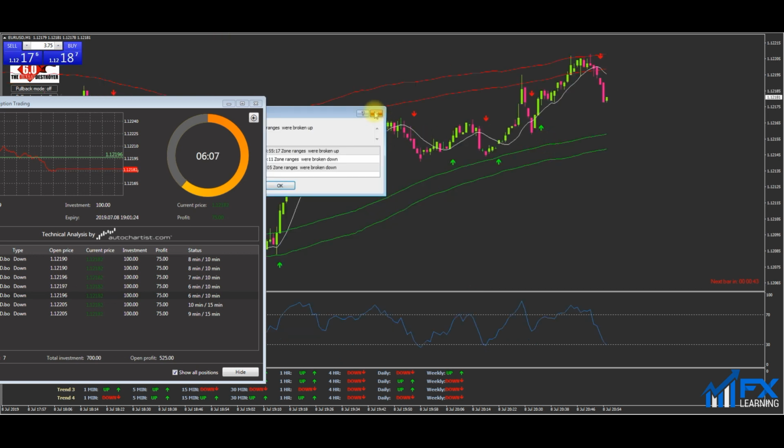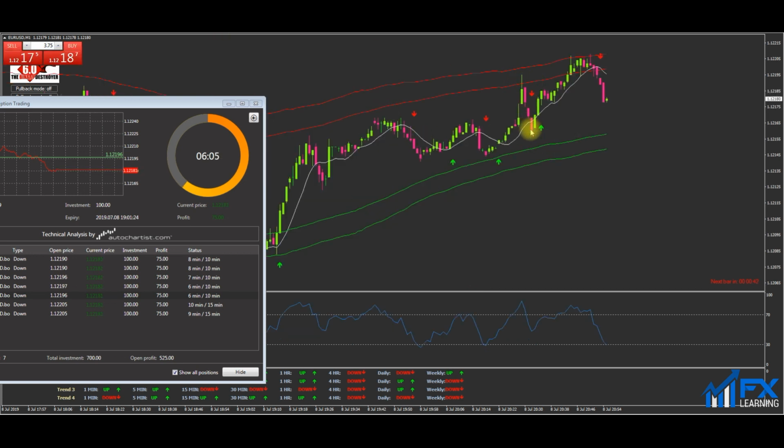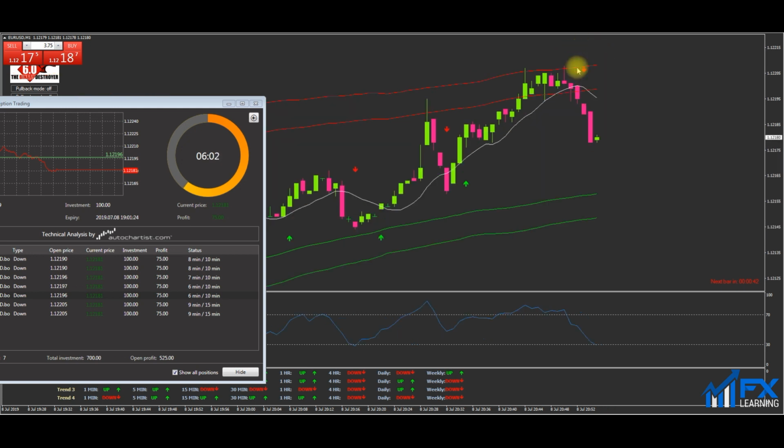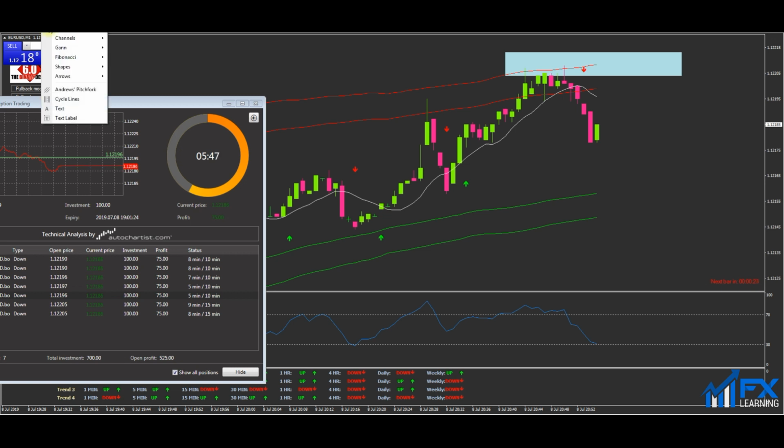So price entered the sell zone here, went below, came back up and entered the sell zone here. Now the reason why I liked this area is because we've got a number of rejections from this level here: rejection here, here, here, here, here. Now this is a perfect sign of divergence, where price makes a higher high, but the RSI makes a lower high, which you can see here.